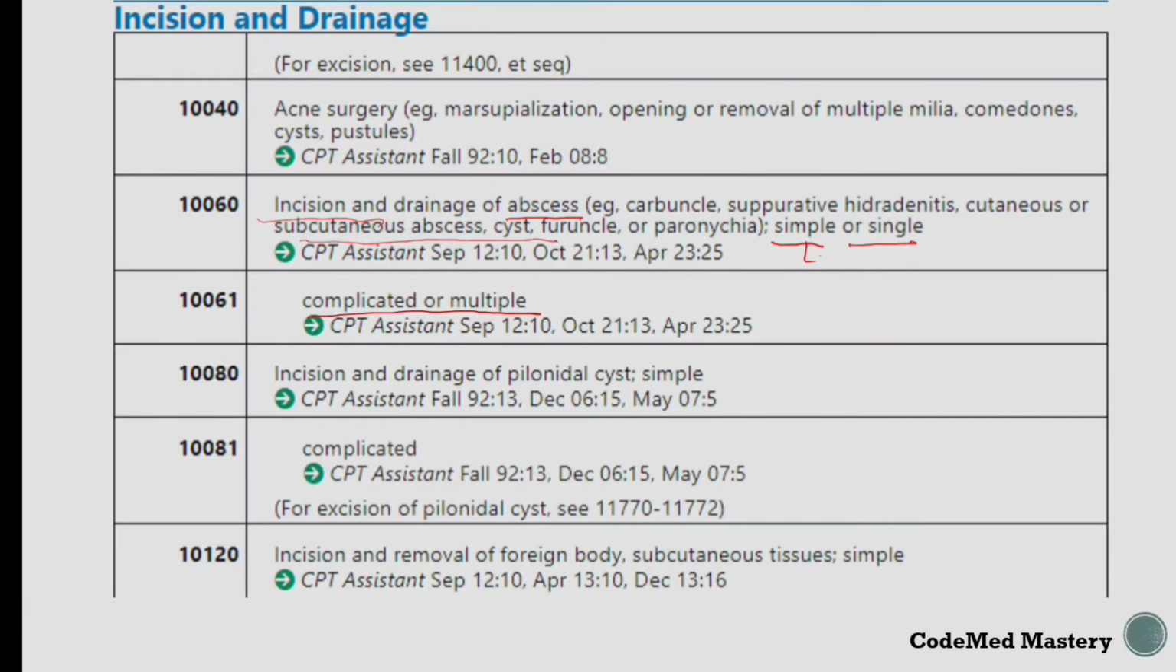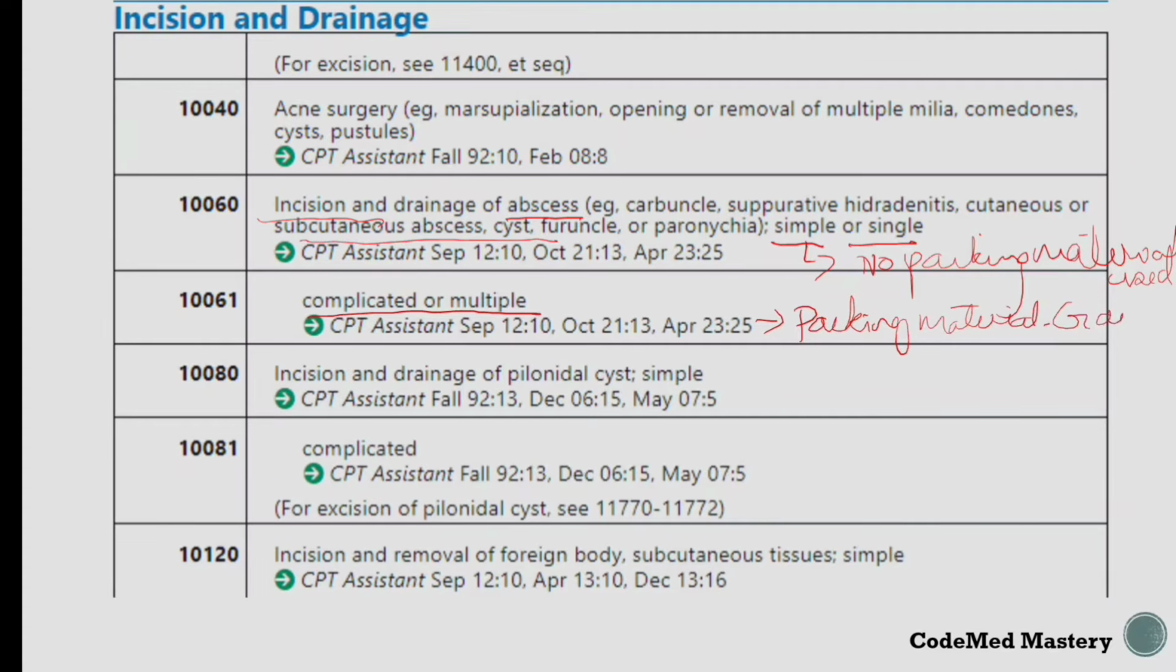It is considered as simple if there is no packing material used. No packing material used. You can write this in your CPT book so that it will be easy while solving your exam. Next, it is known as complicated if there is use of packing material.